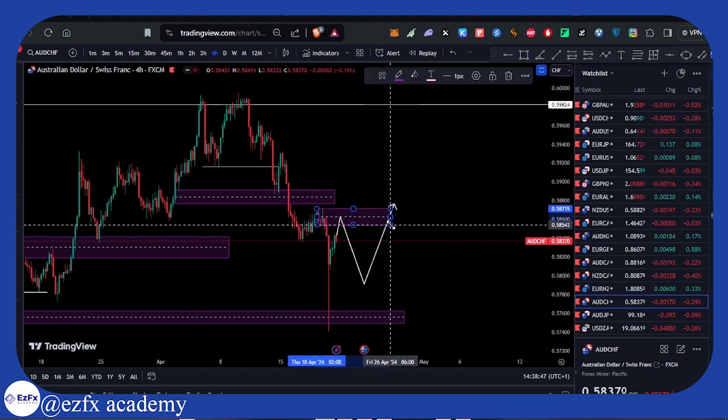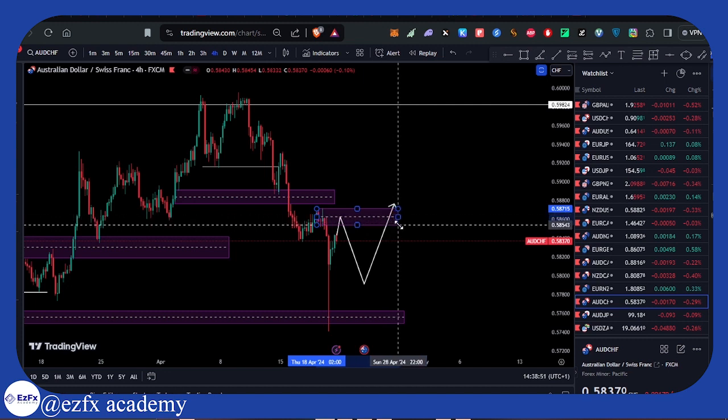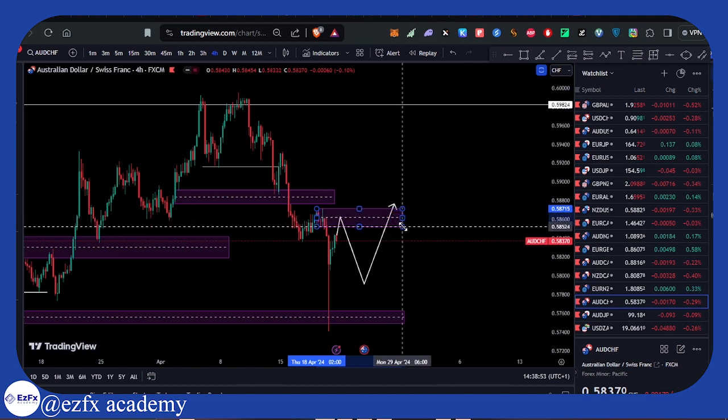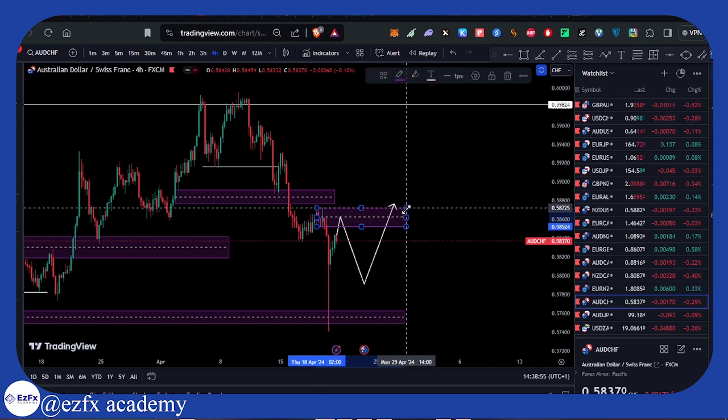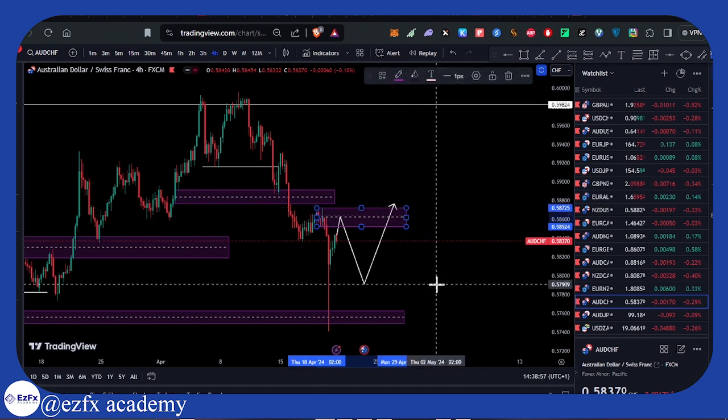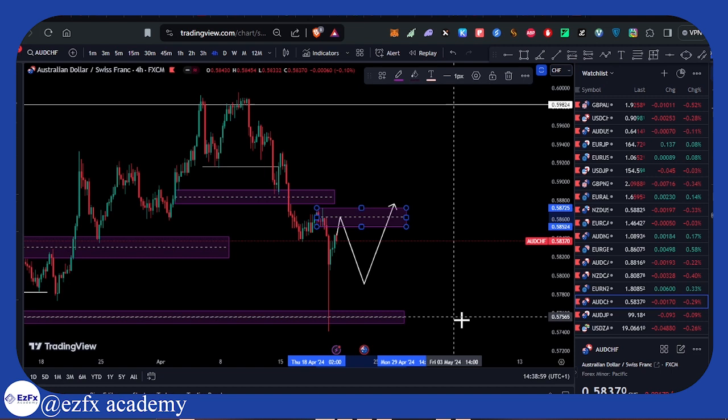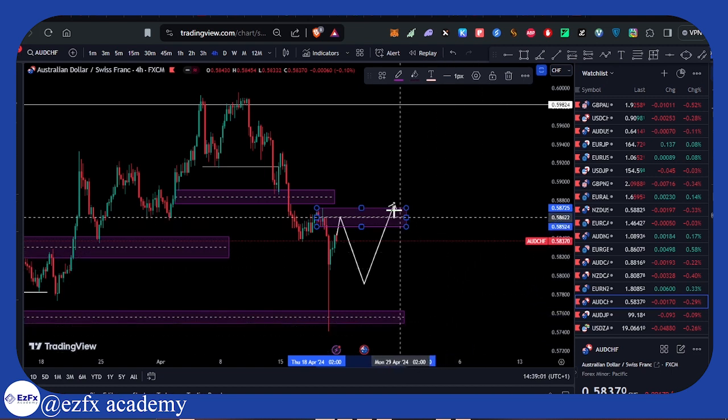Give me a minute, please. This is around... give me a minute. Let me just properly mark this out. So let's say this is around 0.58725 and 0.58524. So I'm watching out for price to still possibly come up into that zone.